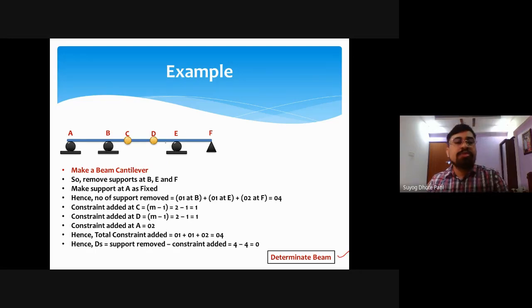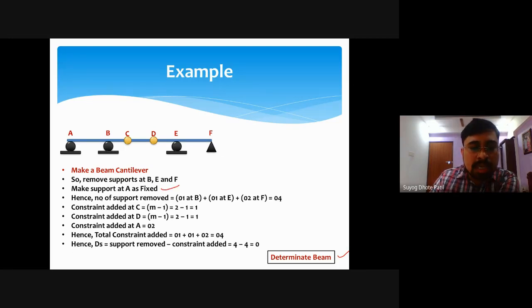After the procedure, we will have to make this beam a cantilever beam. For making a cantilever beam, what we have to do is make the hinge support a fixed support. A has a hinge support. First of all, make it a fixed support and remove supports B, E, and F. So make A fixed.